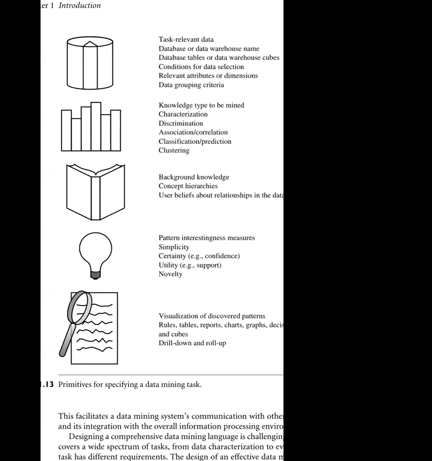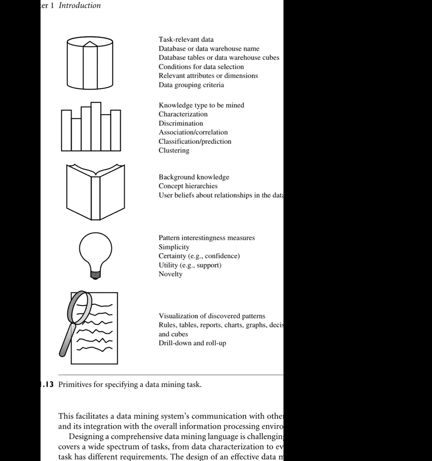Whatever keyword you type on Google search, the related information you have to display on screen. The next one is the knowledge type to be mined. In the characterization, we have to present the keyword-related knowledge on screen by using methods: characterization, discrimination, association, classification and prediction, and clustering. These are the methods we have to represent for knowledge to be mined.